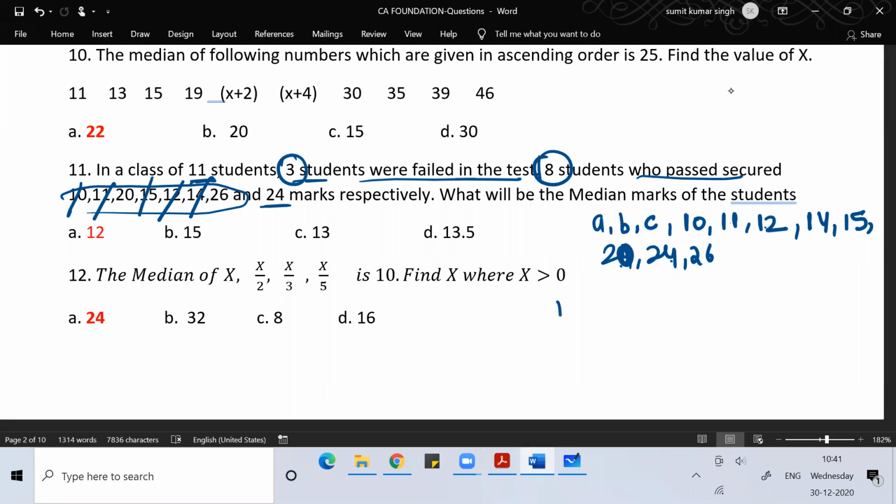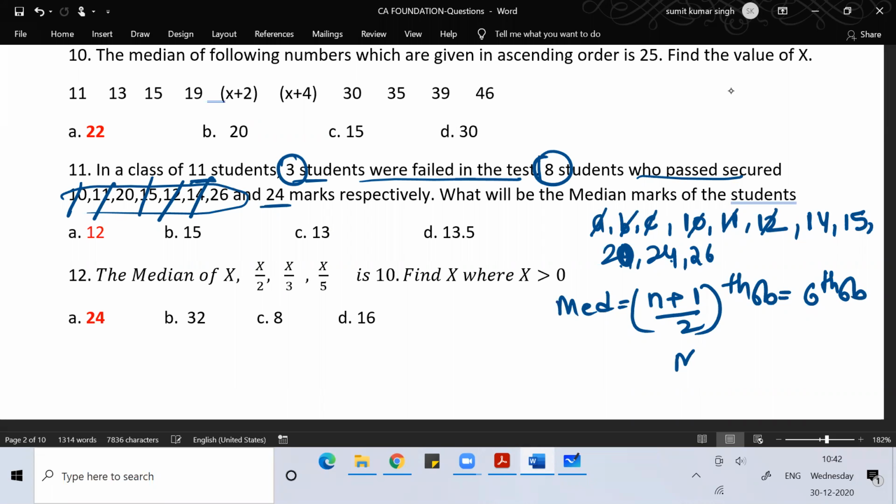So what is the median here? 11 people are there. What is the median formula? N plus 1 by 2nd observation. So 11 plus 1 is 12, 12 by 2 means the sixth observation is your answer. 1, 2, 3, 4, 5, 6. So your median is 12. Very simple.